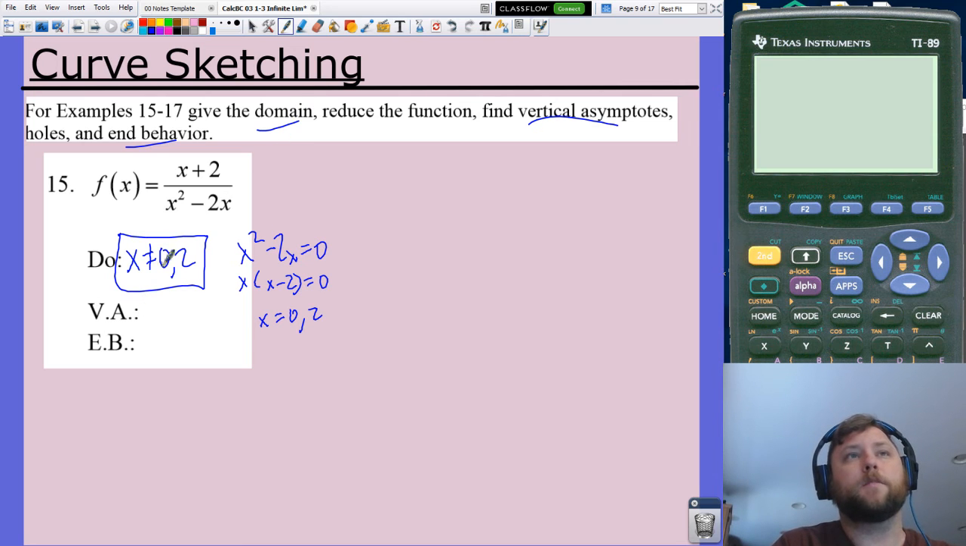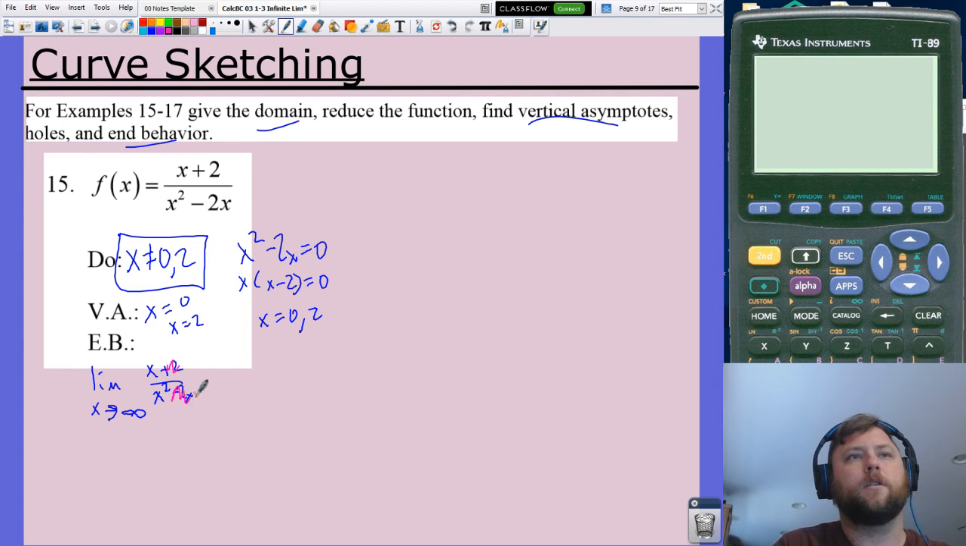Now vertical asymptotes. Because you'll be dividing by 0 as a fraction, vertical asymptotes will happen at x equals 0 and x equals 2. Your end behavior. This is as you go to infinity or negative infinity. So I'm going to say my limit as x, you have to check both sometimes, x goes to infinity of that function, x plus 2 over x squared minus 2x. Follow the rules we did before.